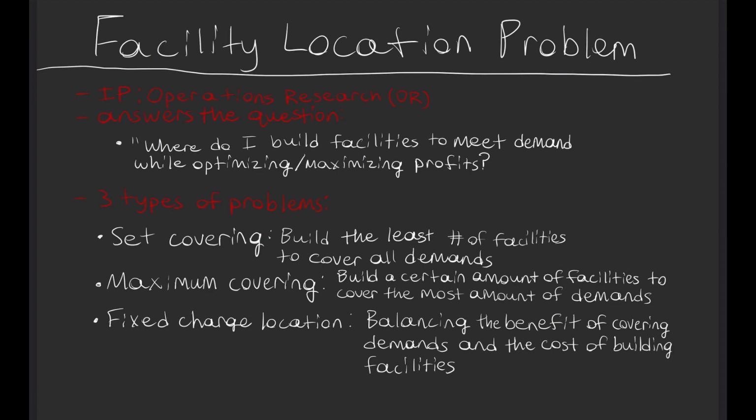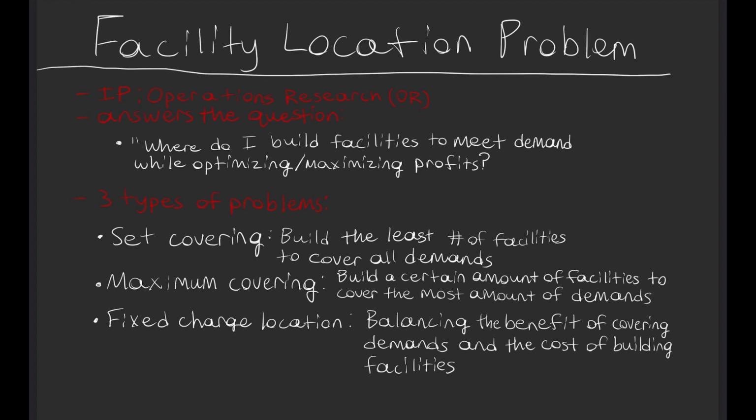There are three types of facility location problems. The first one is the set covering problem. In this one, the idea is to build the least number of facilities to cover all the demands. The second type is the maximum covering problem. In this one, we're going to try to build a certain number of facilities to cover the most amount of demands. So the number of facilities we're trying to build is already given.